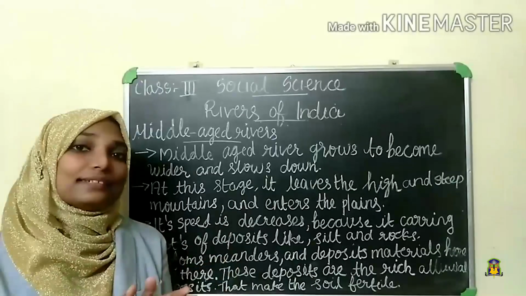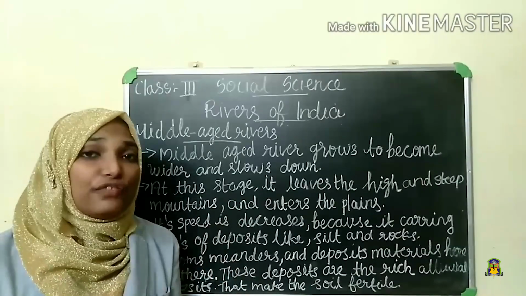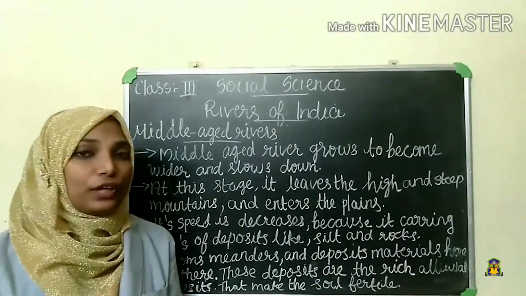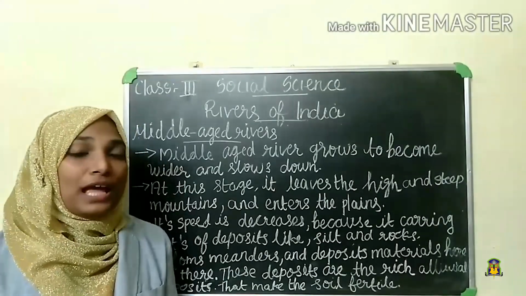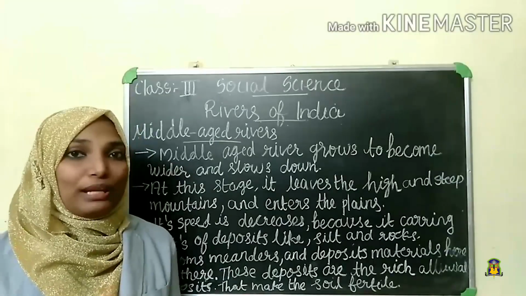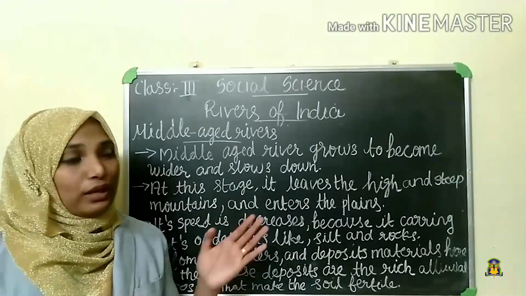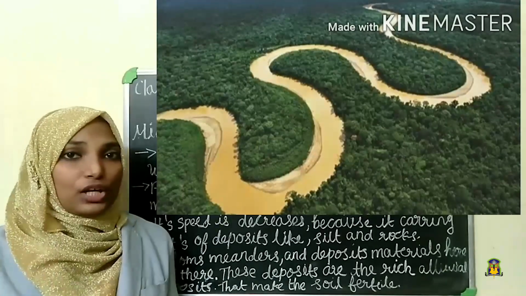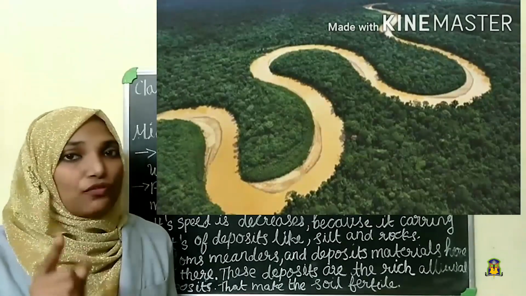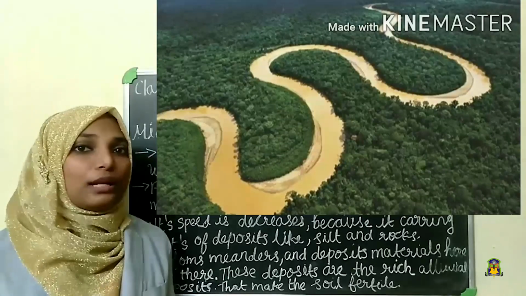The meander is another important feature of the middle-aged river. What do you mean by meander? All of you look at the picture of meanders. The S-shaped form of a river is called a meander.